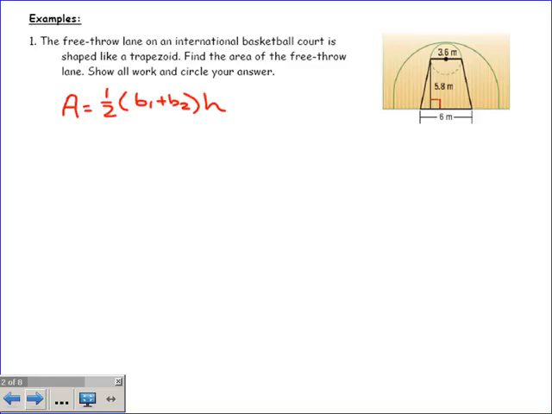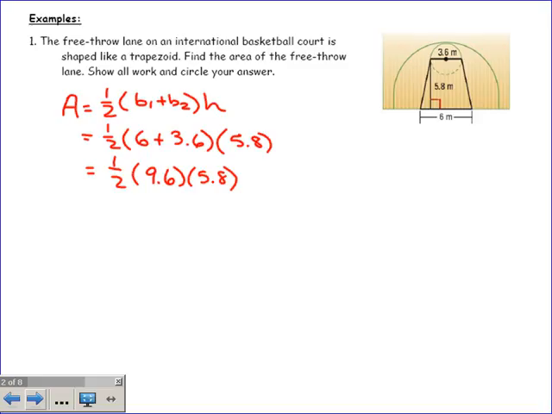So what's base 1? 6. What's base 2? 3.6. What's the height? 5.8. Excellent. If you have a calculator, please take it out. We're going to add these two together first. That'd be 9.6. So that'd be 9.6 times 5.8, like so. And then we're going to just divide that by 2.